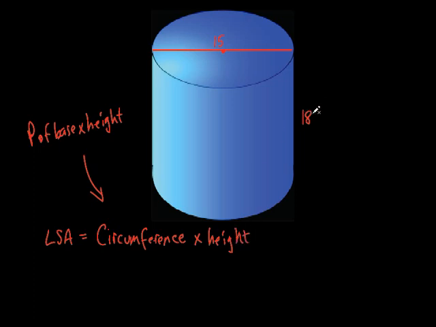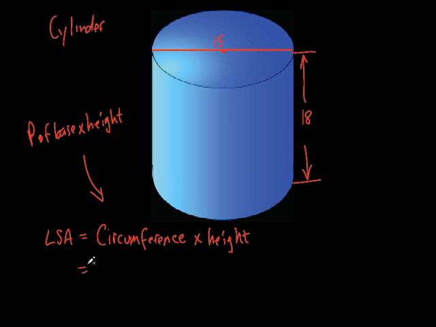The height is easy. They tell it to you. It's right here. It's 18. 18 goes from here to here. That's the height of this cylinder. Let's write that word down. Cylinder. All right? And they actually tell you the diameter of the cylinder.